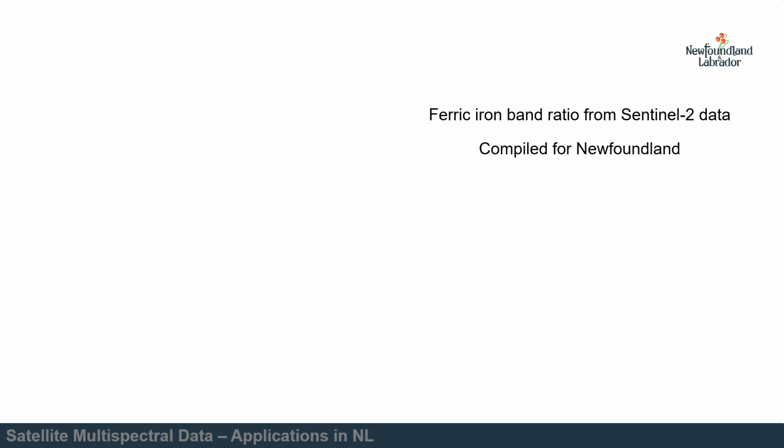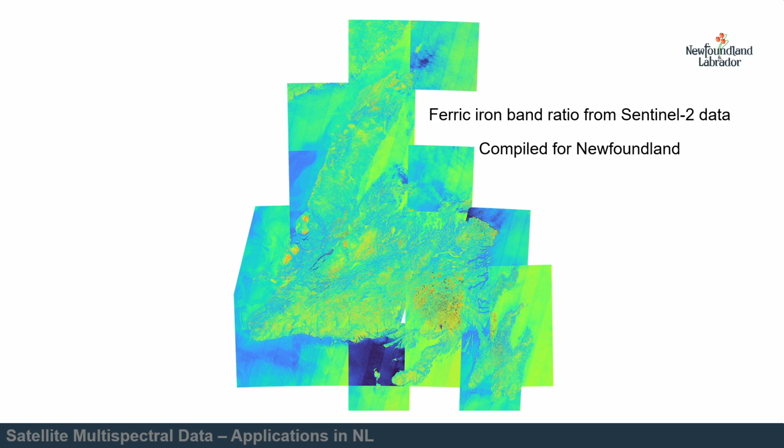First thing I did was to compile the freely available data. I'm going to show now an example of Sentinel-2 data that was very simply processed to show us the abundance of iron at the surface. So iron-rich minerals, any rusty spots on the surface, and I did that for the island, and this is what it looks like.